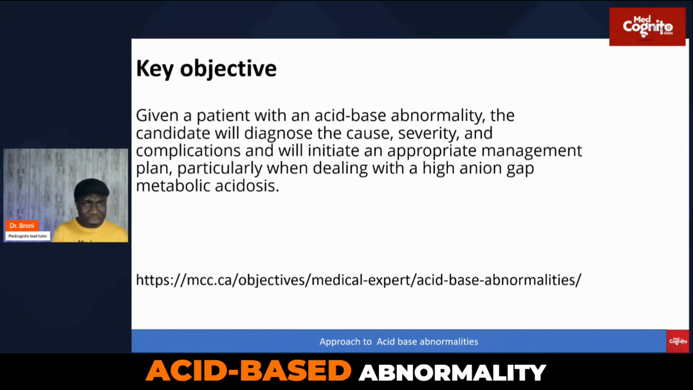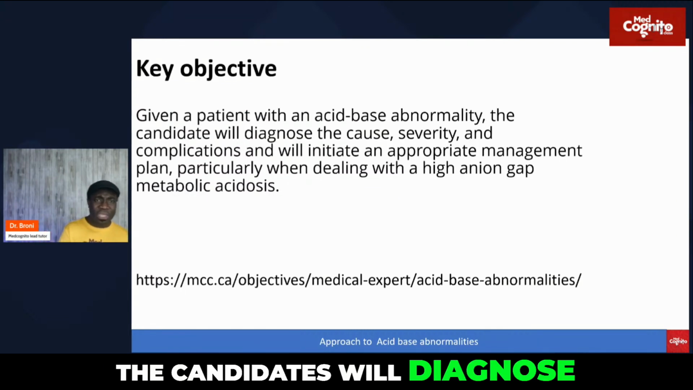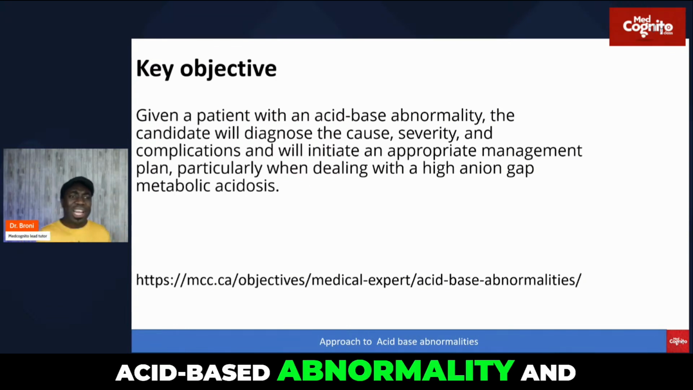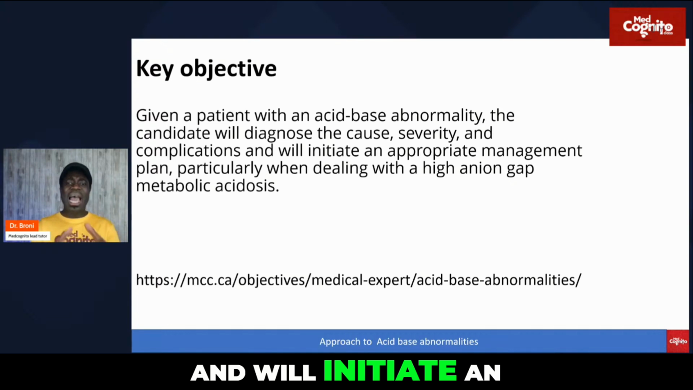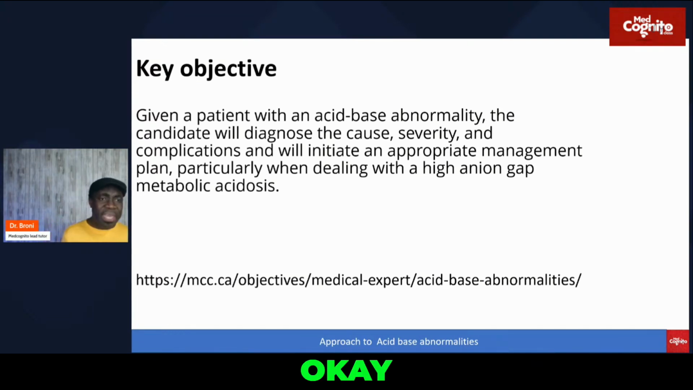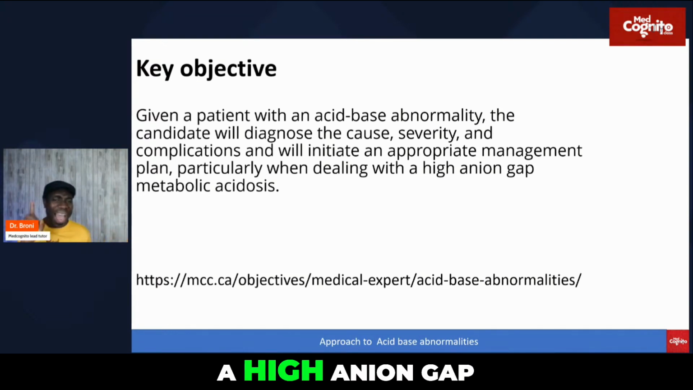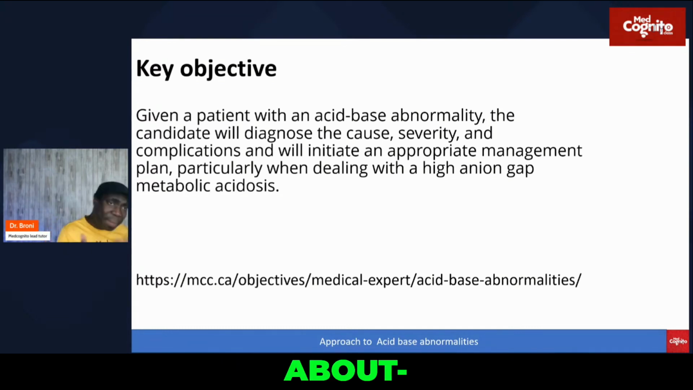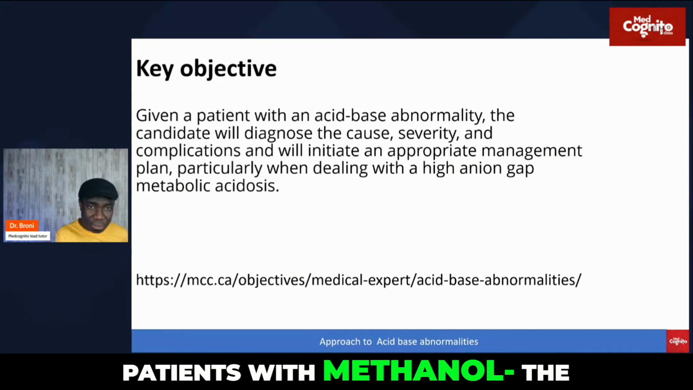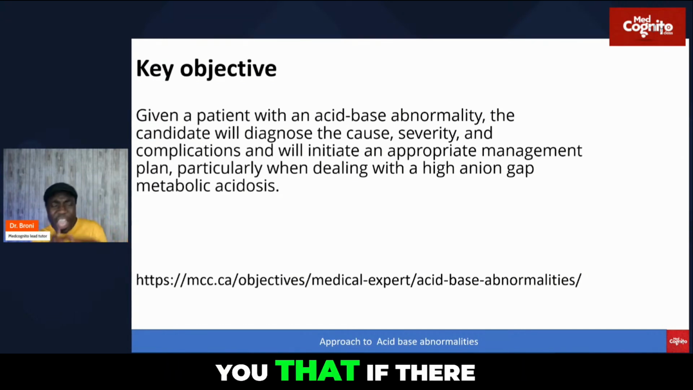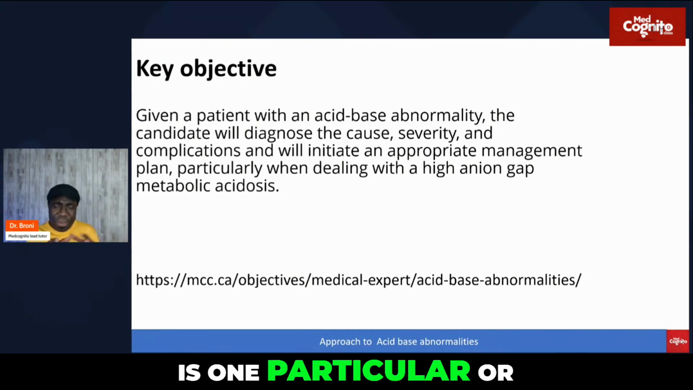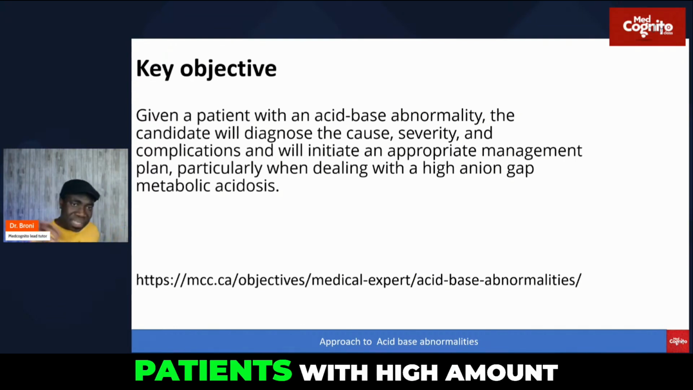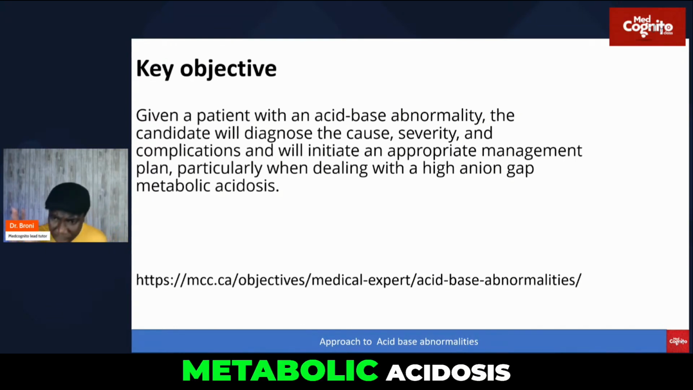Now, given a patient with an acid-base abnormality, the candidate will diagnose the cause of the acid-base abnormality, the severity of the acid-base abnormality, and complications, and will initiate an appropriate management plan, particularly when dealing with a high anion gap metabolic acidosis. So if you remember those things we talked about, diabetic ketoacidosis, patients with methanol, the medical council is telling you that if there is a set of acid-base imbalances you must master, don't forget to master patients with high anion gap metabolic acidosis.